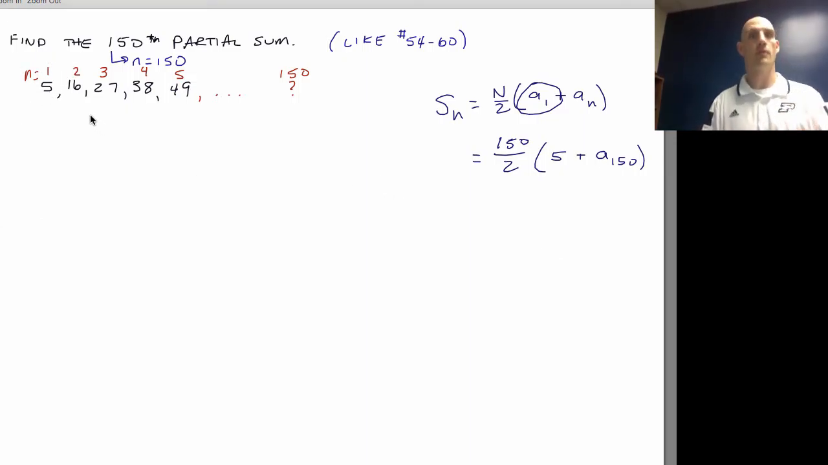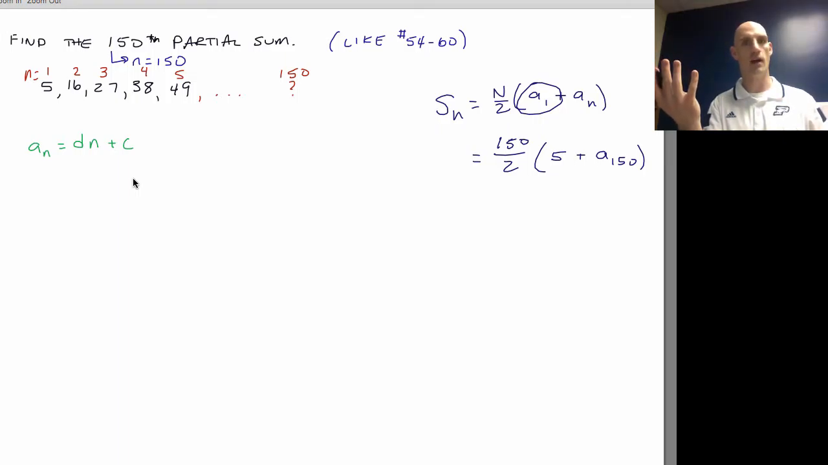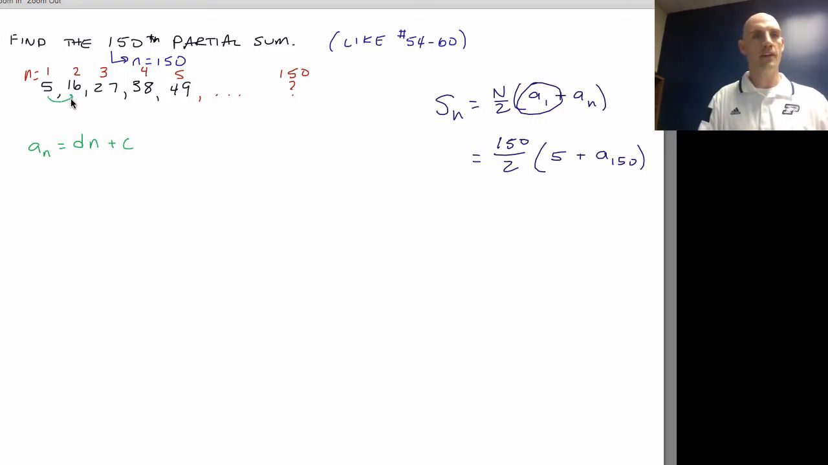We talked about the formula for it, and if you recall it, if you don't, here it is. a sub n equals the common difference times n plus some constant. If we figure out this formula, we can just plug in 150 for n and then get the 150th term. So let's go. We've got to find the common difference. So we're going to look at how I get to the next term. So 5 to 16, 16 to 27. It looks to me like it's plus 11. And that seems to work all the way down. And so my common difference is 11.